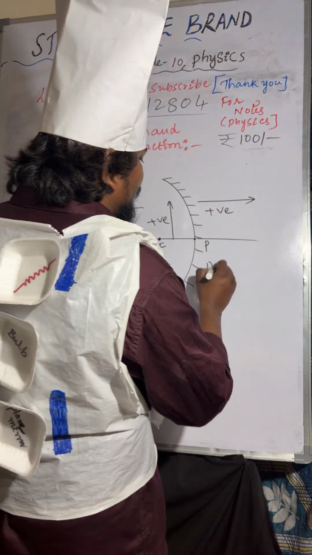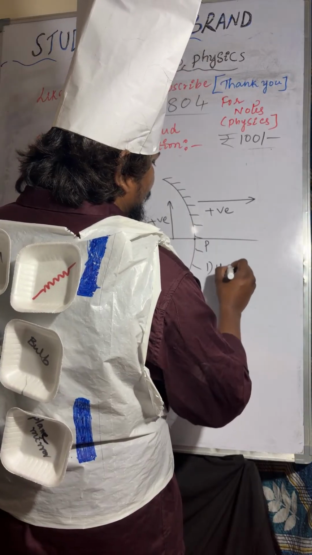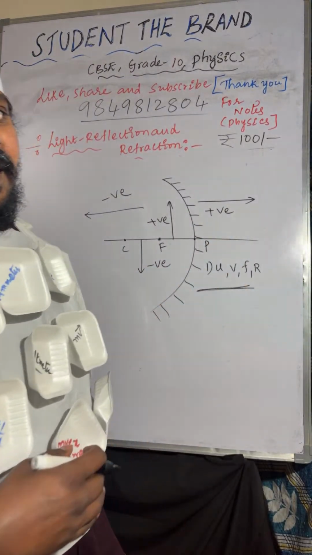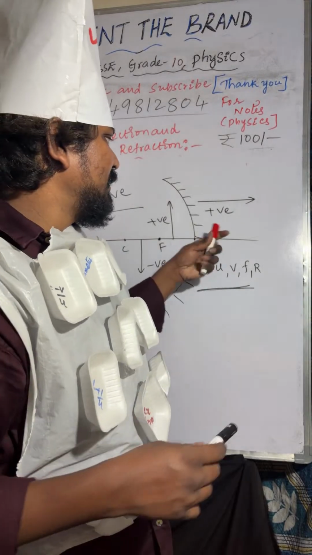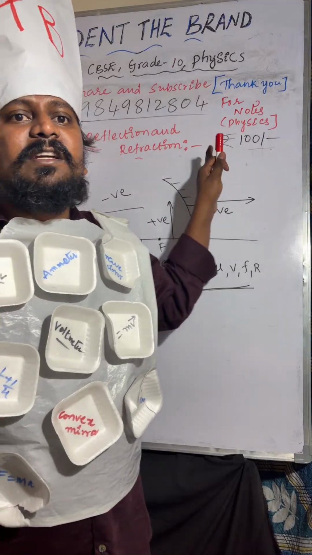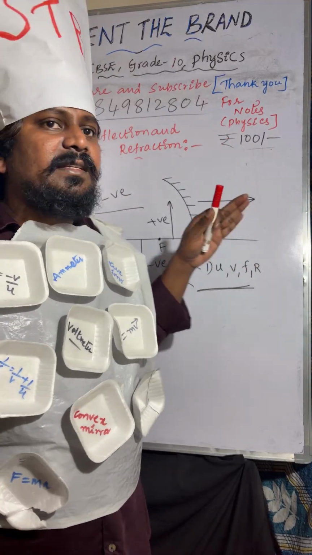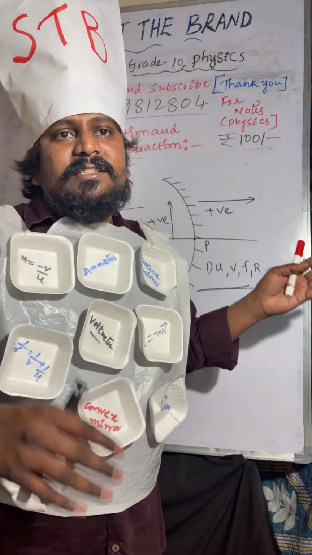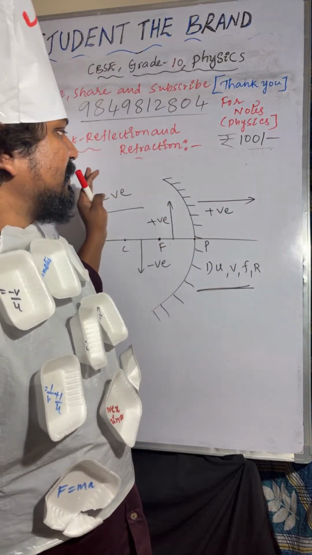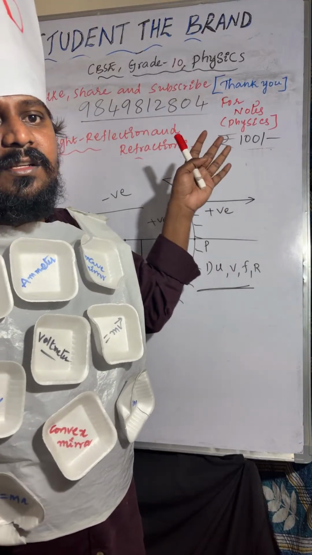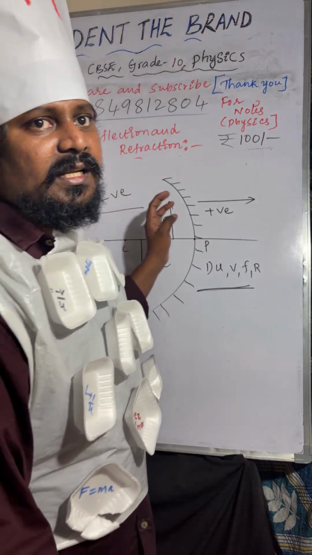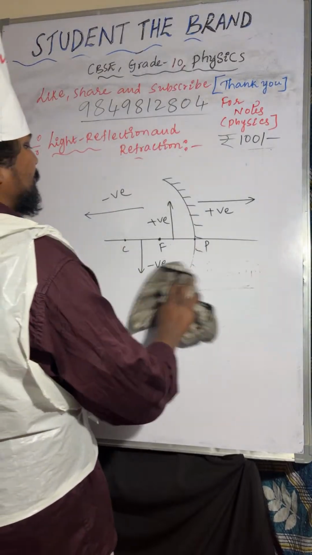Okay, so object distance, image distance, focal length and radius of curvature, all are positive along the incident rays direction. Opposite to incident rays all are negative. Above the principal axis all are positive, below the principal axis all are negative. Once again, all measurements will be taken from the pole. So this is about sign conventions, and next we will discuss the mirror formula.